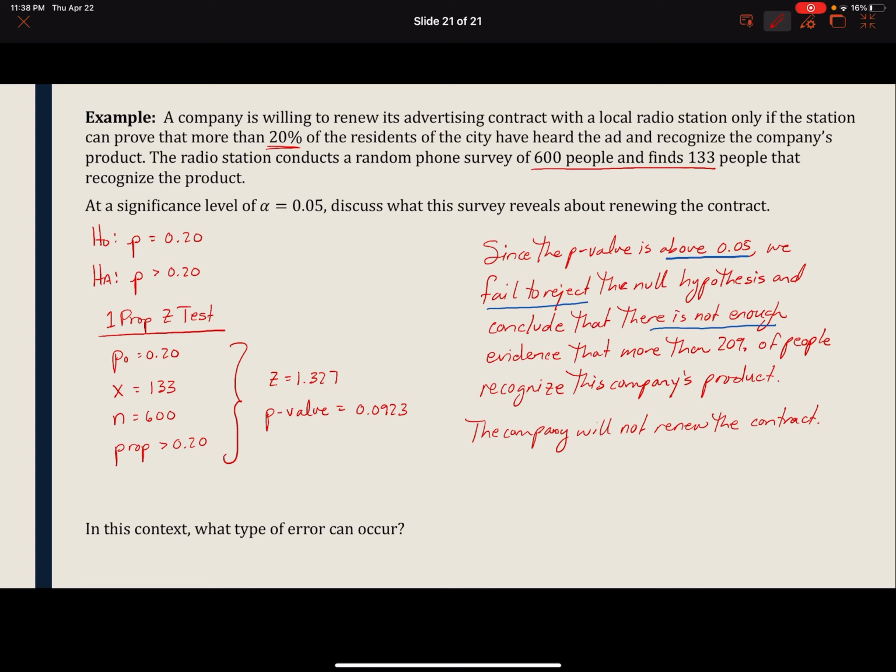What type of error can occur in this situation, in this context? Remember, we have a type 1 or a type 2. Type 1 happens when we reject the null, and a type 2 happens when we fail to reject the null, or could happen. So we would say that a type 2 error, you can use the Roman numerals or the number 2, but a type 2 error can occur since we failed to reject the null.